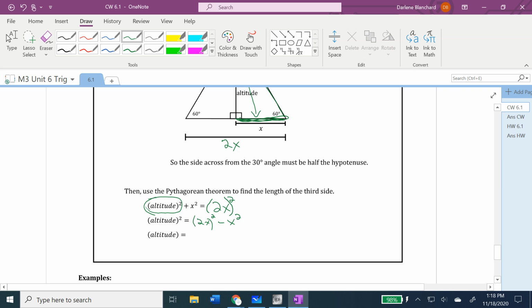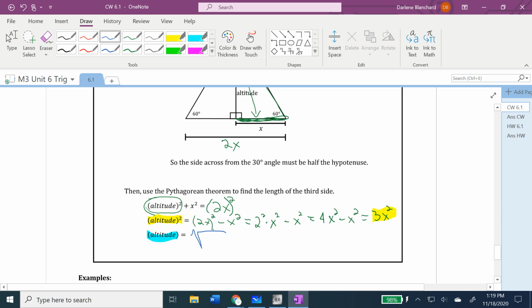Now, when I have 2x squared, I distribute that exponent over the multiplication. So I have 2 squared times x squared, which means ultimately I have 4x squared minus x squared. And this number 3 pops out. So if your altitude squared is equal to 3x squared, I square root both of them to get altitude.